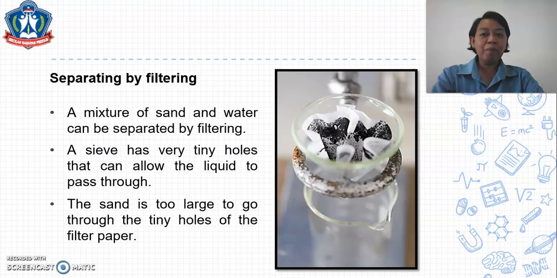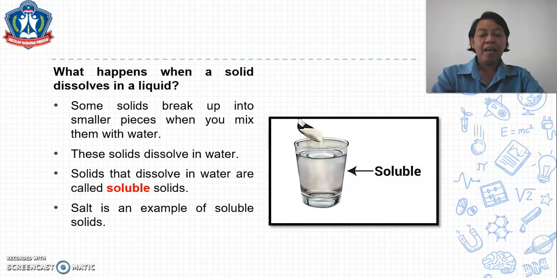Another way is separating by filtering. A mixture of sand and water can be separated by filtering. A filter has very tiny holes that can allow the liquid to pass through. The sand is too large to go through the tiny holes of the filter paper. What happens when a solid dissolves in a liquid?